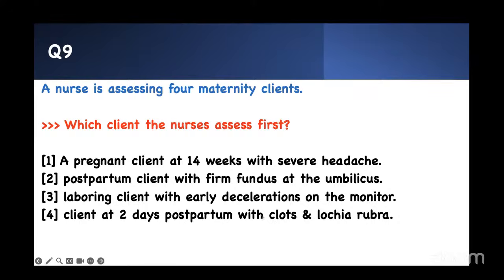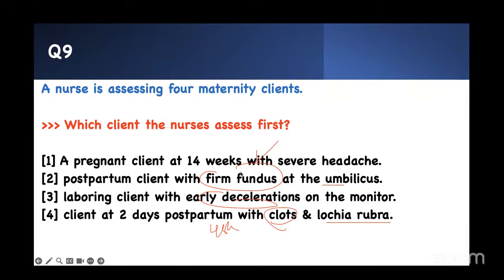Remember your content. You can have clots for 48 hours. Therefore, lochia rubra is fine. After 48 hours, then you've got to worry about it. Early deceleration is usually what? Head compression. Don't worry about it. If the fundus is firm, hey, I'm good. And if I'm postpartum and at the umbilicus, I'm not going to worry about it. But if I have a headache, I have a problem. I've got to worry about it. You should worry about it. 14 weeks with a severe headache is number one.